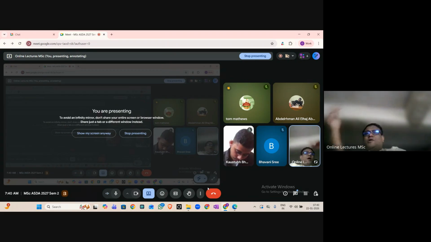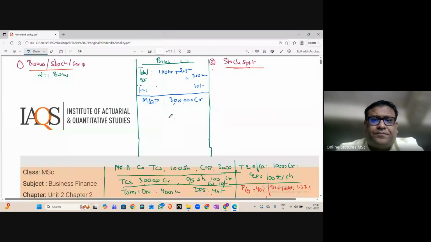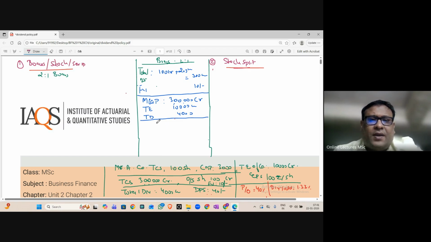Thank you, Tom. So if we take this context here, MCAP remains the same. Total earnings remain the same. I think it was 10,000 crores. Total dividend remains the same, that is 4,000 crores. But yes, if you say the price per share, the market price per share will now be 3 lakh divided by 300, that should be 1,000 rupees per share.